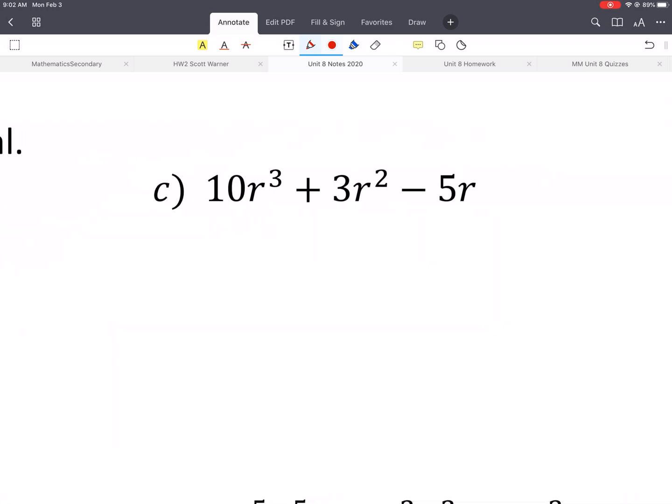All right, so for the numbers, 10, we got 1 and 10, 2 and 5. For the 3, we got 1 and 3. And for the 5, we have 1 and 5. So the greatest common factor for this one would have to be 1. And then for the variables, the lowest exponent would be r. So our answer would just be 1 times r, or just r.